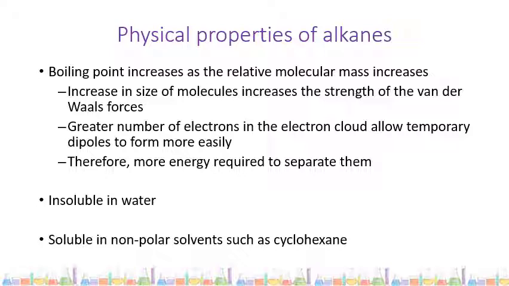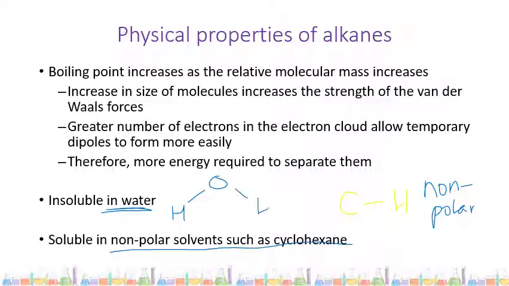Alkanes are insoluble in water, but they are soluble in non-polar solvents such as cyclohexane. If we were to look up the electronegativity difference between carbon and hydrogen, you would find that it falls into the non-polar category. That means that it can dissolve in non-polar solvents, like dissolves like, but it's insoluble in water because remember, water is polar. There's a big electronegativity difference between the oxygen and the hydrogens.